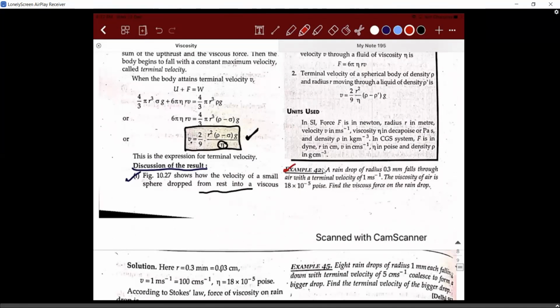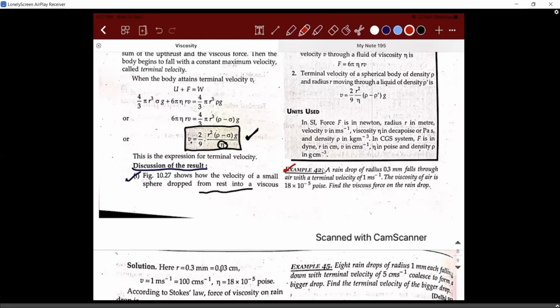So example 42. There is a raindrop of radius 0.3 millimeter which falls through air with a terminal velocity of 1 meter per second. The viscosity of air is found to be 18 into 10 power minus 3 poise.